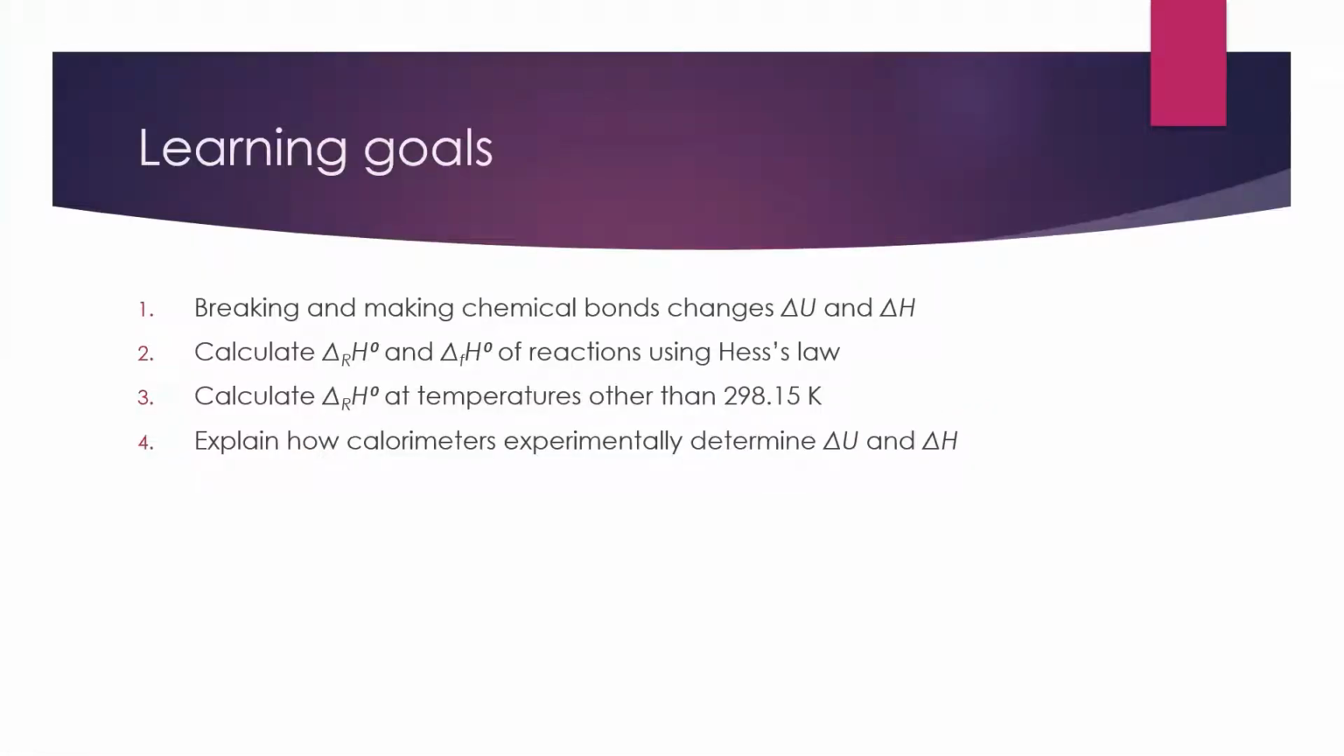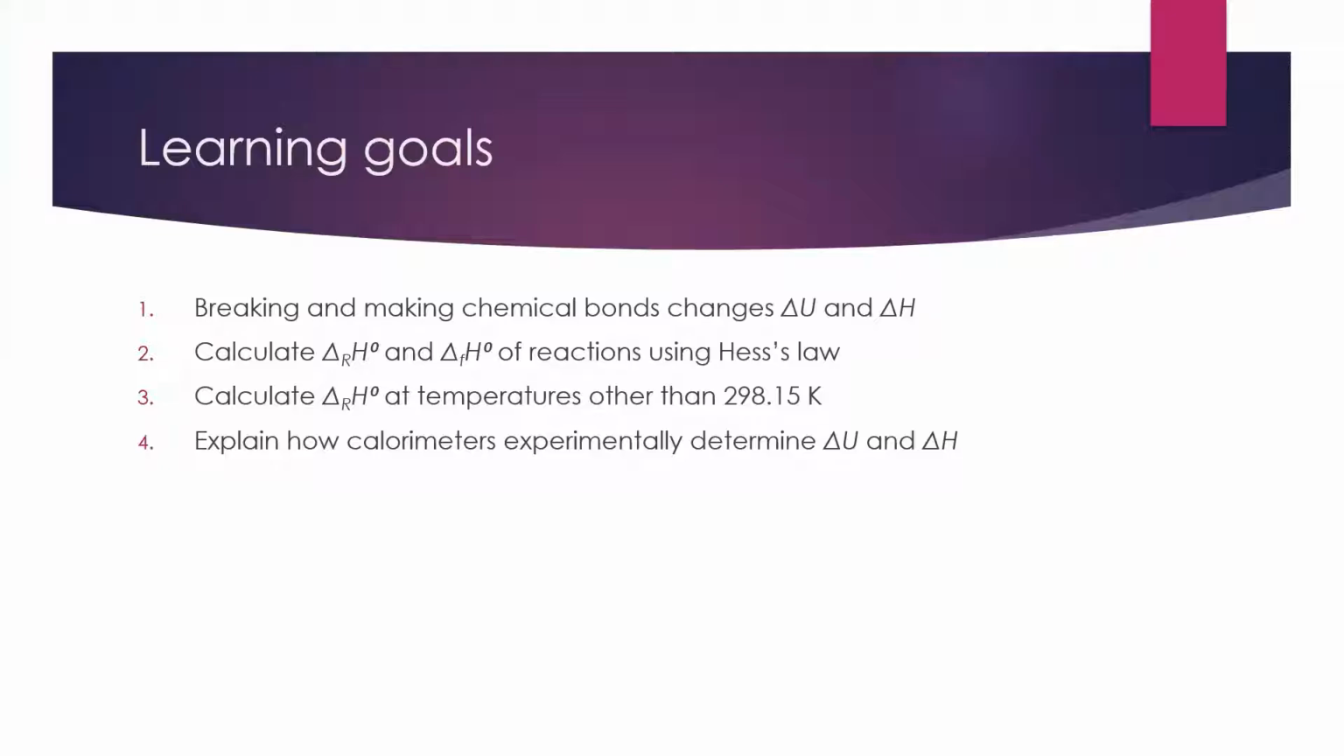The learning goals for today are to describe how breaking and making chemical bonds changes the internal energy and the enthalpy of a system. Energy is stored in the bonds, so if we break those bonds or make bonds, we change the other degrees of freedom, the other energies the system has, which is going to be reflected in something like a temperature change.